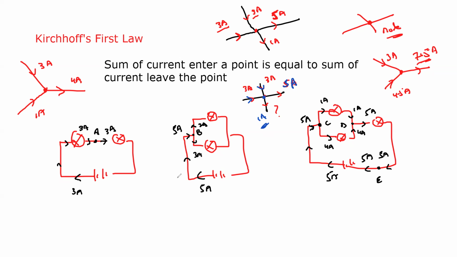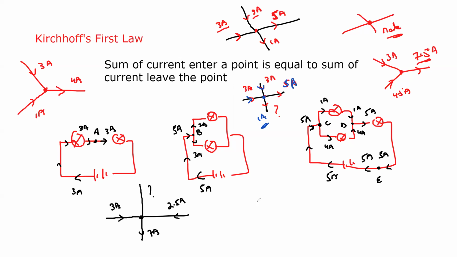Another example about Kirchhoff's first law. So we have a point, a node, and a current of 3 ampere, a current of 2.5 ampere, and a current of 7 ampere. Now, what will be the direction of the current in this one, and what will be the magnitude of the current?